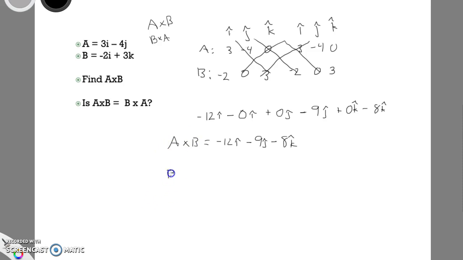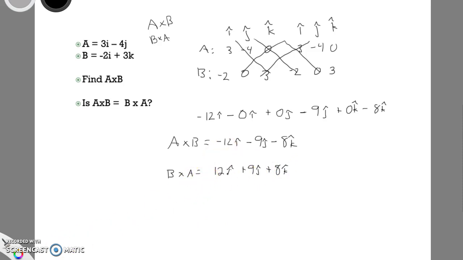Okay, so I want you to practice now by finding B cross A. After you found B cross A, basically you would have reversed the order of these, put B on top, and what you would have found is it's the other one times negative 1. So we have positive 12i plus 9j plus 8k. Okay? And so here you have done it both ways.